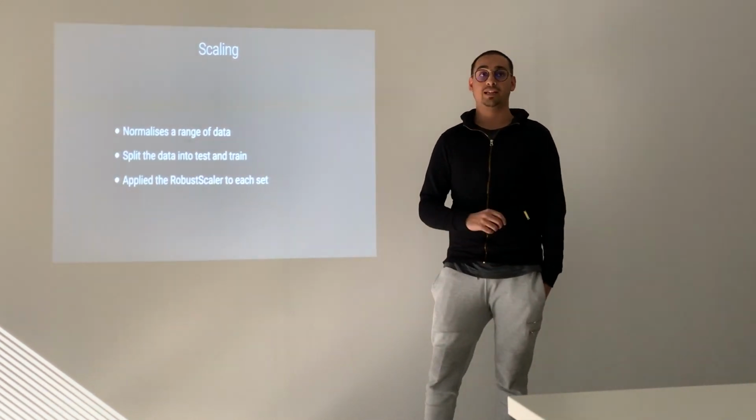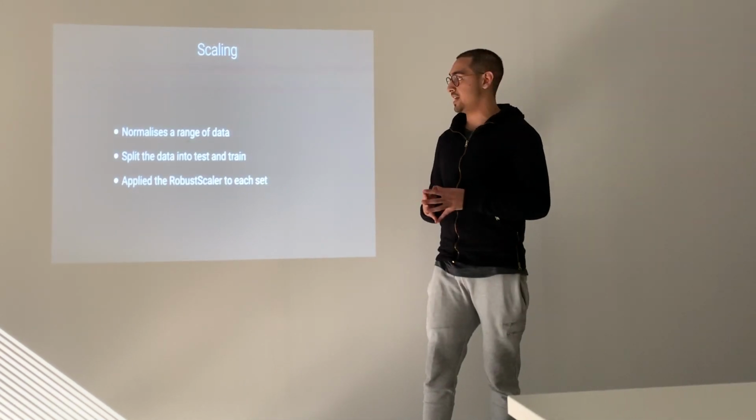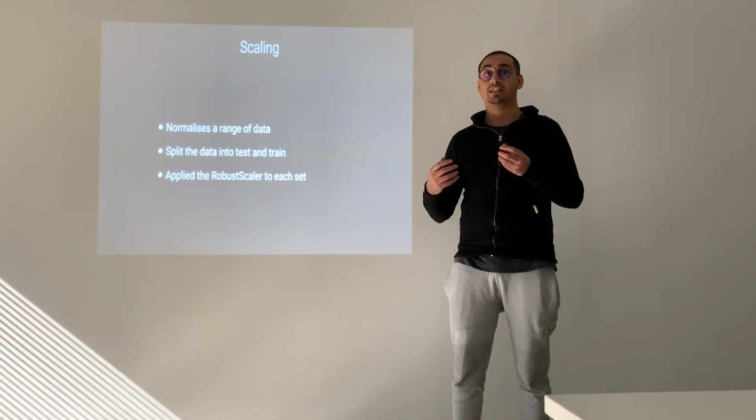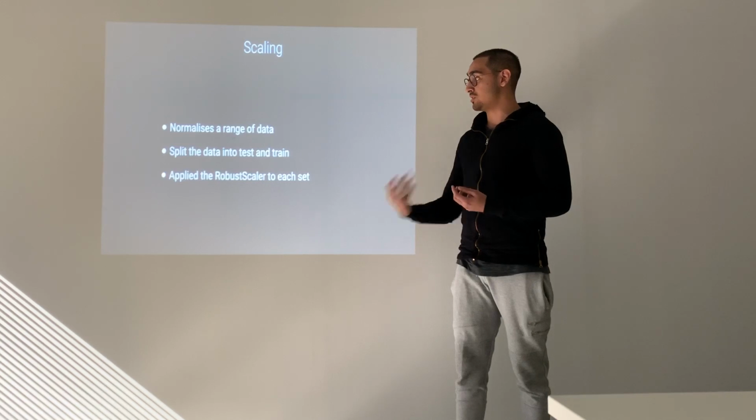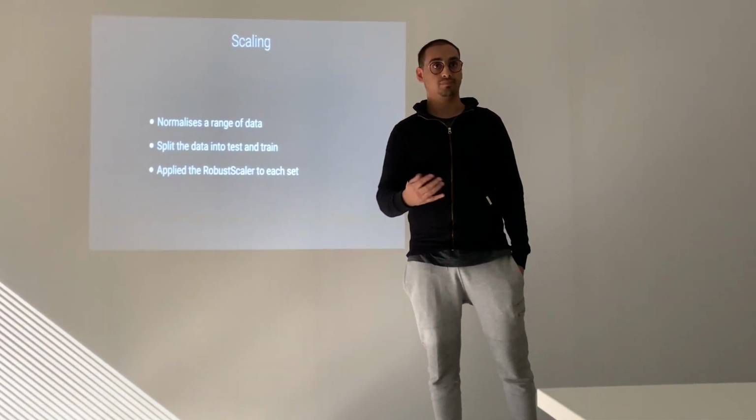The last thing that we did with our data was scale it, which helped normalize the range of the data. This is when we split the data into train and test sets to scale it, and we applied the RobustScaler in scikit-learn.